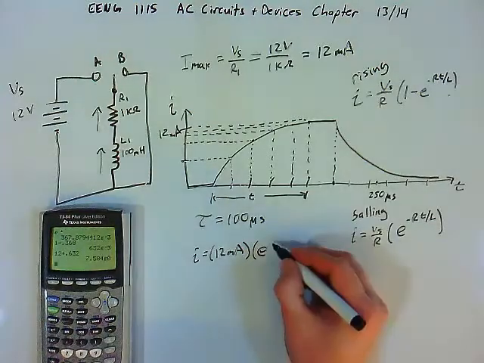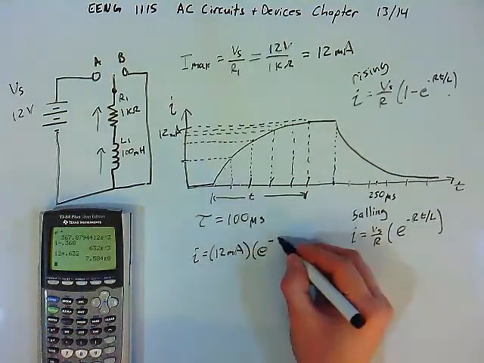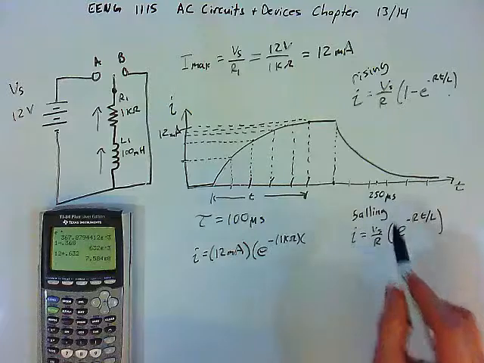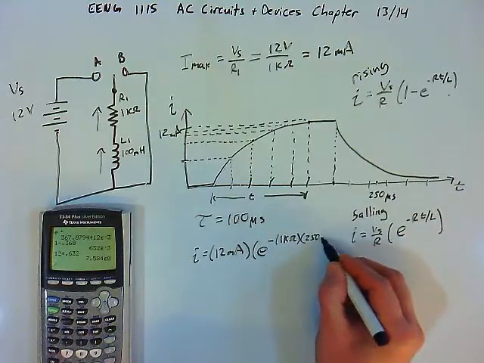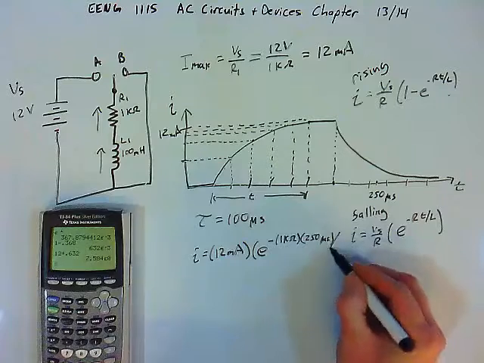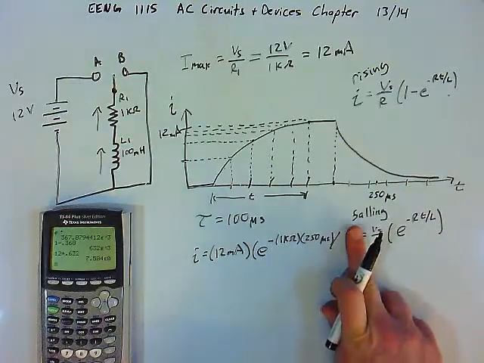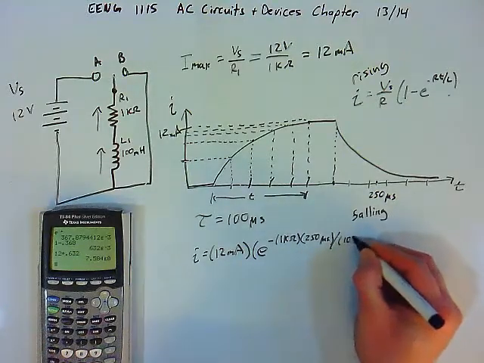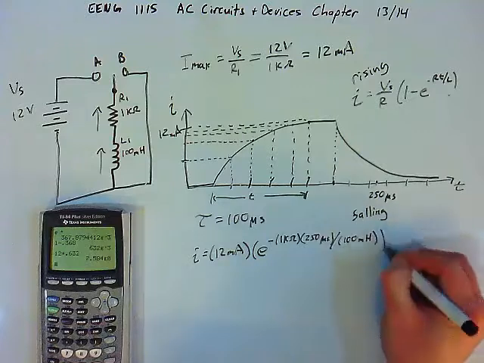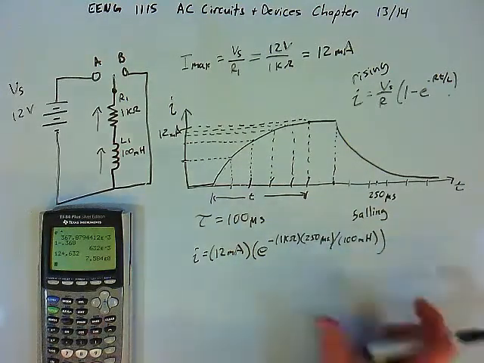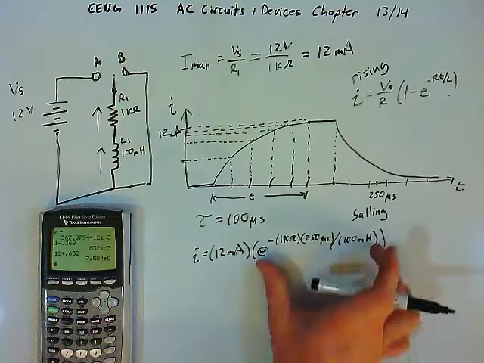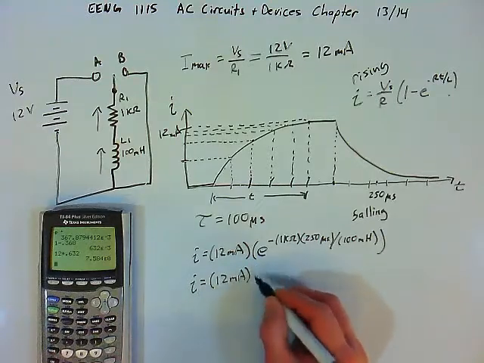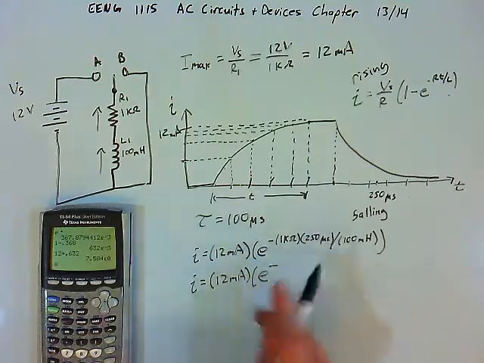times e to the negative R, which is 1 kilo ohm, times t, which I'm looking for 250 microseconds, divided by the inductance of 100 millihenries. Okay, and we'll work this out the same way that we did before. Start by evaluating the exponent of e. All of this is the exponent. So the instantaneous current will be equal to 12 milliamps times e to the negative, and we'll go ahead and work this out.